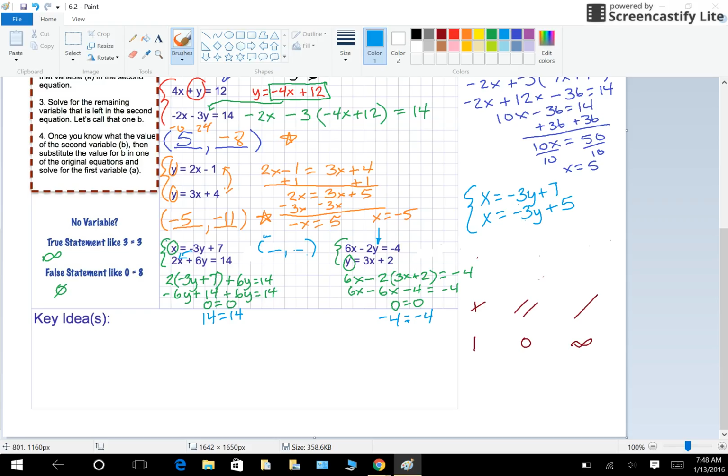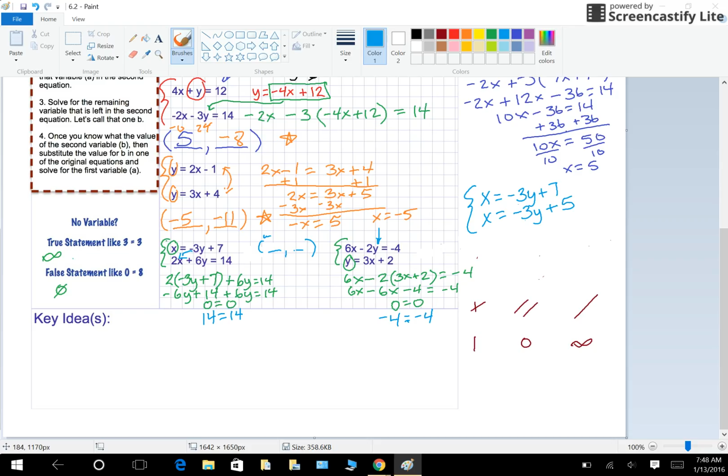So when that happens, when you lose a variable, you have two possible options. You have one, that these two lines are the same line, and therefore every point on the line is a possible solution. So there are infinite number of solutions. Or these two lines are parallel, and therefore there are no points. So how do you know which is which? When your variable disappears and you end up with a true statement like 14 equals 14, or negative 4 equals negative 4, or 0 equals 0, then we know that it's the same line and there are infinite number of solutions.